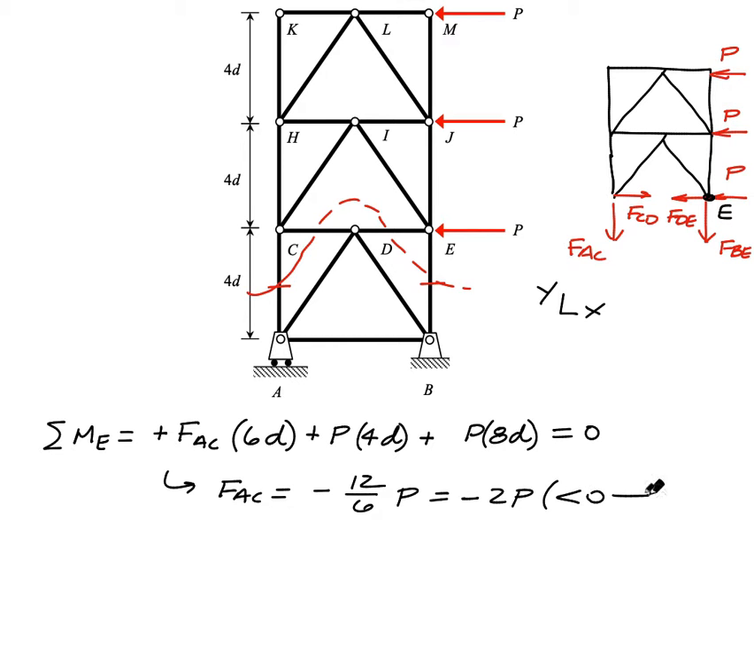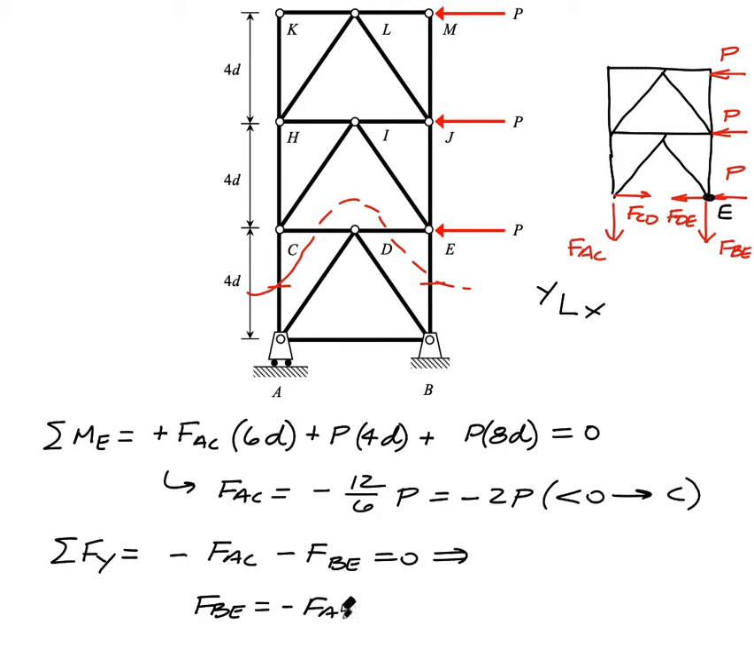Since that's a negative, it means that I assumed it was in tension, and that assumption was wrong. It's really in compression. Now what I will do is sum forces in Y, and I get minus FAC minus FBE. Those are the only two forces acting in Y. So from that, I get that FBE is minus FAC, so that gives us a positive 2P. And since that's positive, my assumption of tension was actually correct.